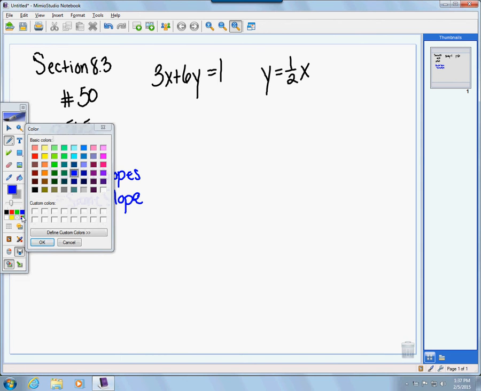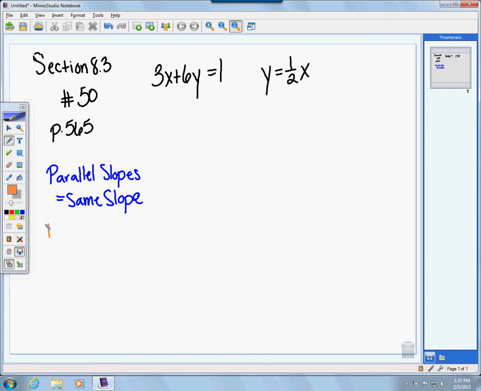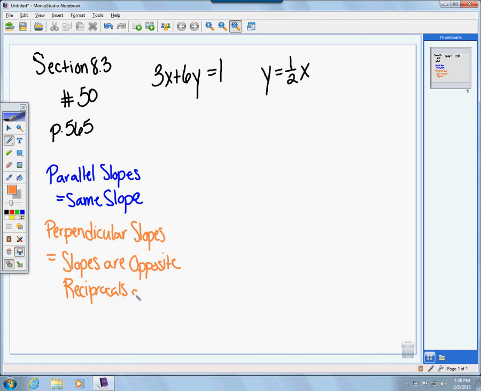If we have perpendicular slopes, that means the slopes are opposite reciprocals of each other.